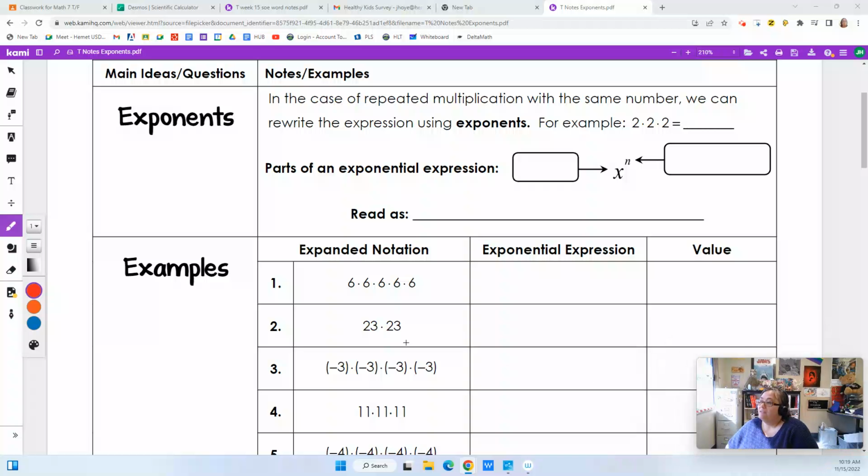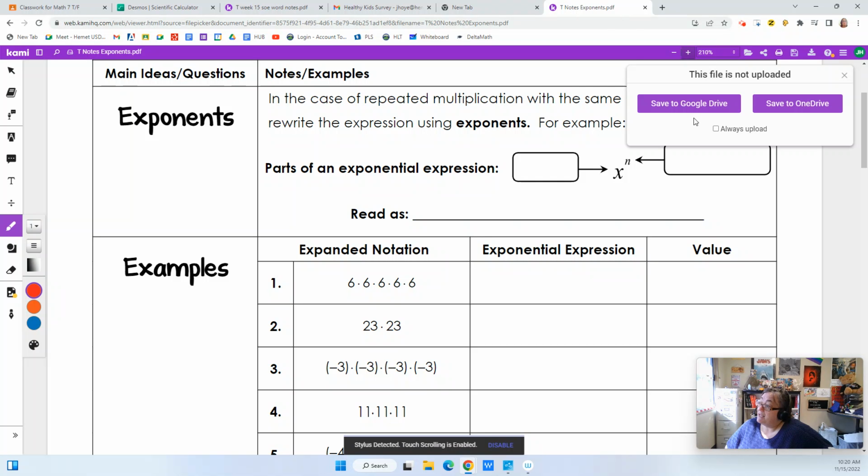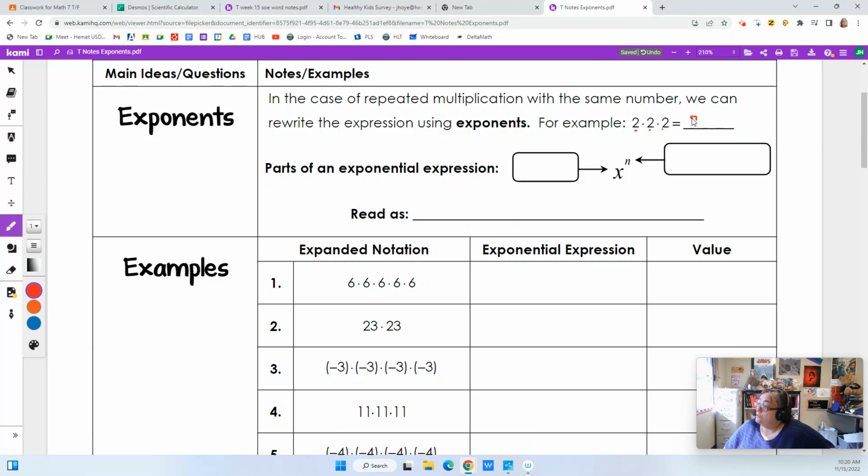Not really. So it says here, in the case of repeated multiplication with the same number, we can rewrite the expression using exponents. For example, here we have 2 times 2 times 2. So we can write that as 2, and we did it 1, 2, 3 times, so raised to the third power, right? And that's how we would write it. We had 2 multiplied 3 times, right?